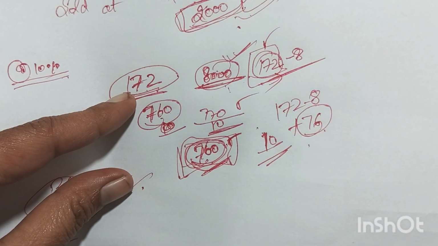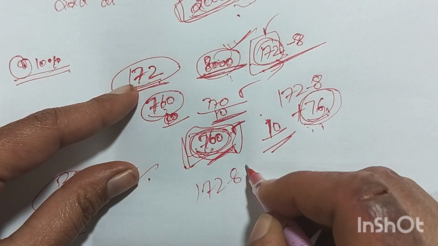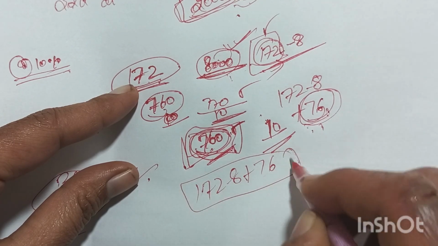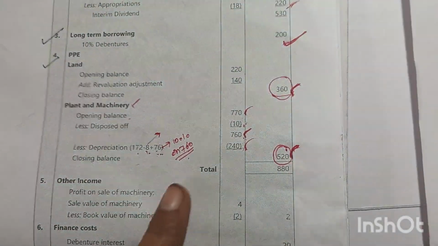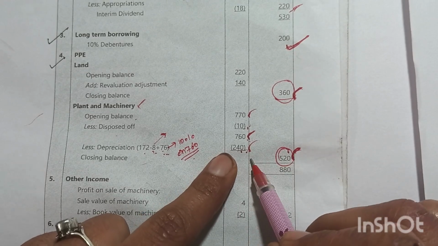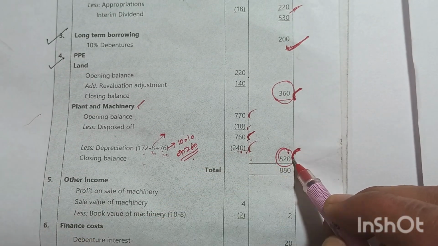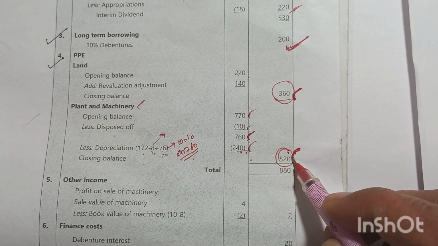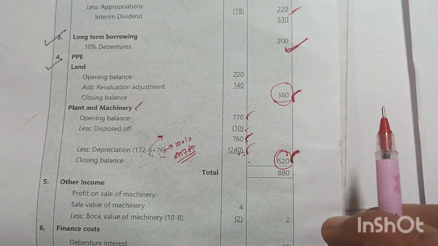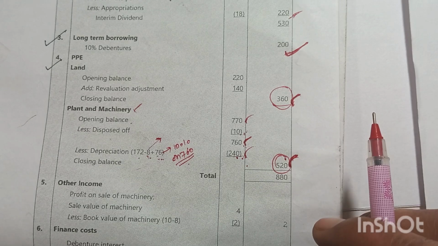Okay, so 10% is the depreciation, so 76 is the depreciation, and 172 minus 8 plus 76 is the total amount of depreciation, that is 240. Yes, 240 is the total depreciation. So we will deduct this, and we will have an amount of 520 as the value of the plant and machinery, okay. So 520 is the value of the plant and machinery. So the total amount of PPE is 880.